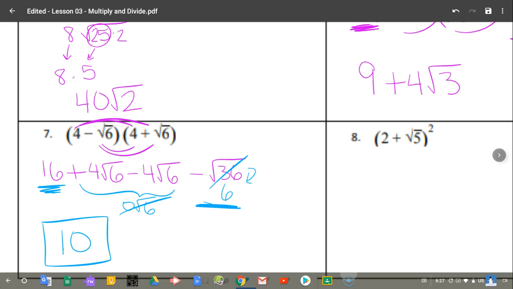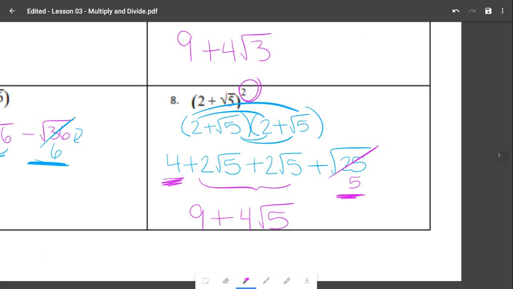Why don't you give number 8 a shot, and when you're ready, press play. All right, number 8. The big thing to remember here is that when you have a binomial squared, you do have to write it twice and double distribute, just like we did for question 6 and 7.